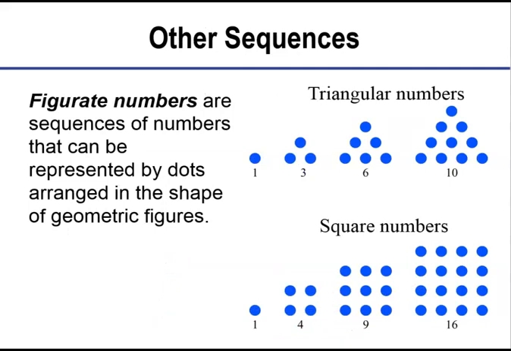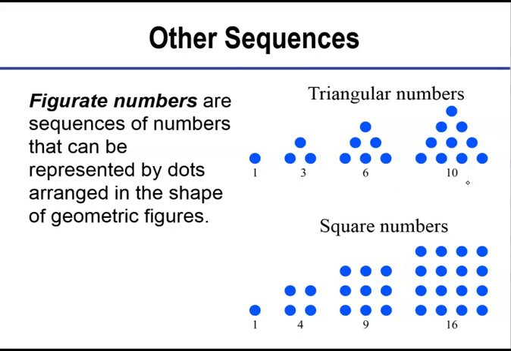And we need to mention other types of sequences too. These are figurate numbers. They're sequences of numbers that can be represented by dots arranged in the shape of geometric figures. They're really, really cool, right? So these are triangle numbers. So 1, and then 3, and then 6, and then 10. That's the number of dots it takes to make a triangle. What would be the next one in line?